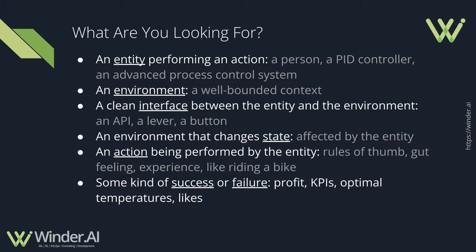And finally, you're looking for some kind of success or failure. You need something in the business that is basically a KPI for the process that you're looking at. And that often comes in, it's often profit. It's just raw profit. It could be some slightly more abstract KPI. It could be like an optimal level or an optimal temperature or an optimal something like that, where it's got to stay within these bounds. It could be something like likes or page views or anything like that. But either way, these are all forms of feedback that we can feed back to the agent to tell it that it's doing well or it's doing poorly.